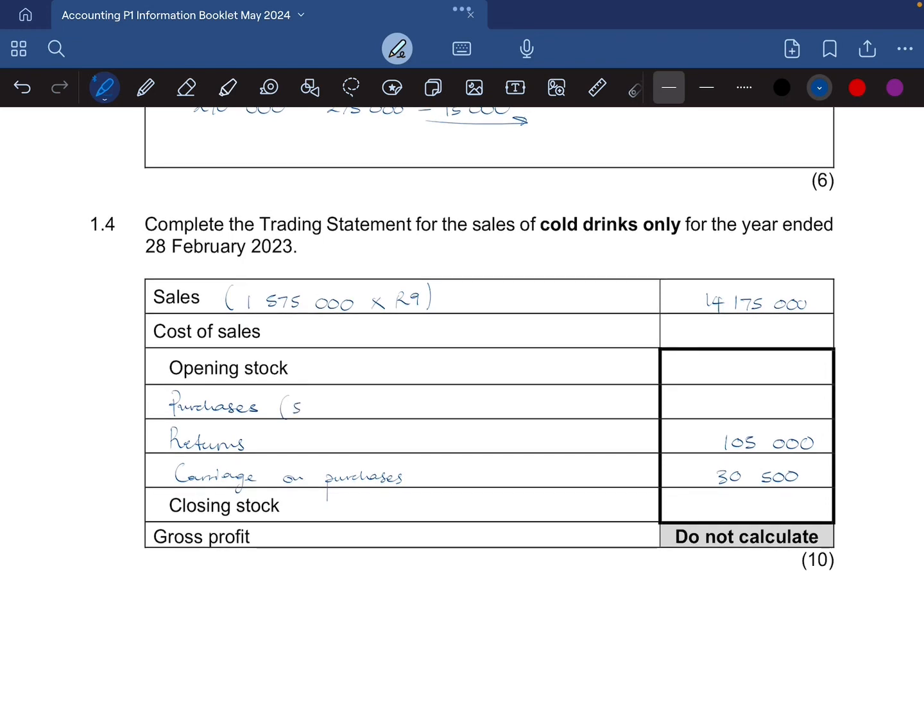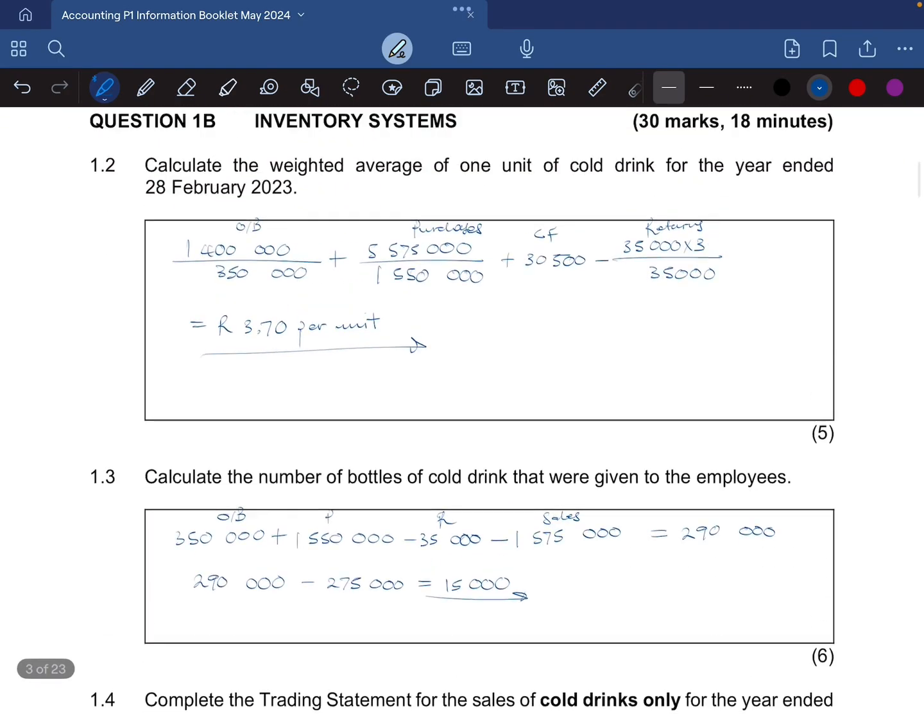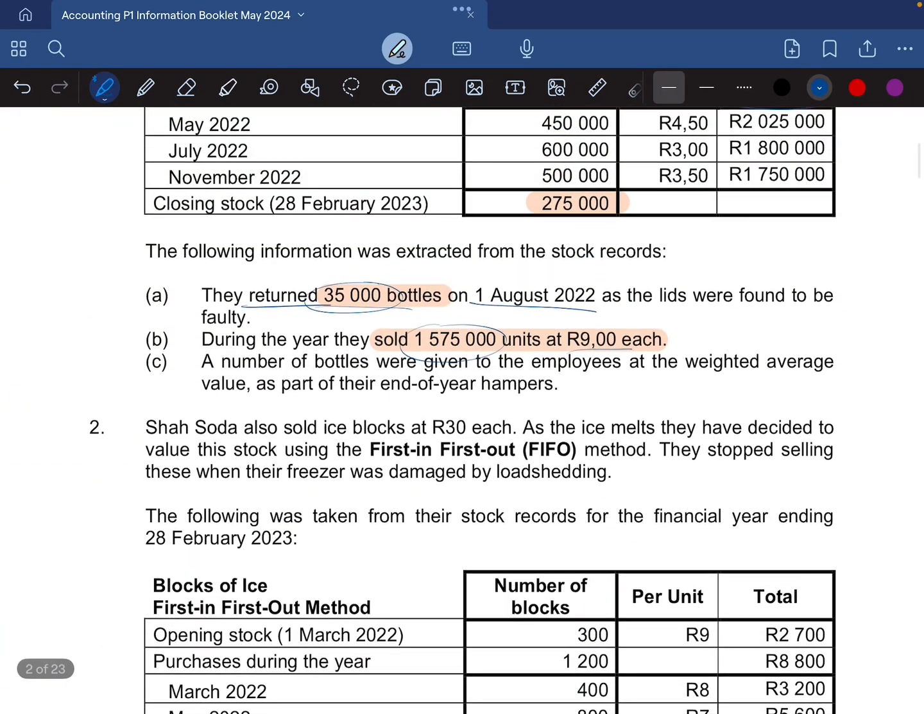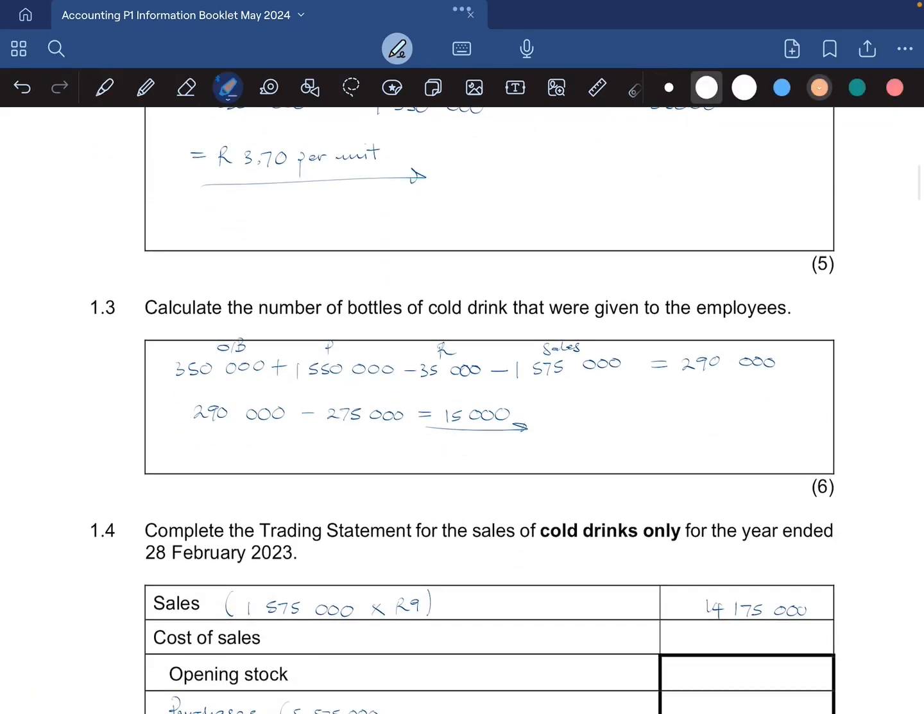So we've had 5,575,000 worth of purchases that were done during the year. And then what is happening here is that we have given our employees 15,000 worth of bottles. Where are they? Here they are. 15,000 worth of bottles.